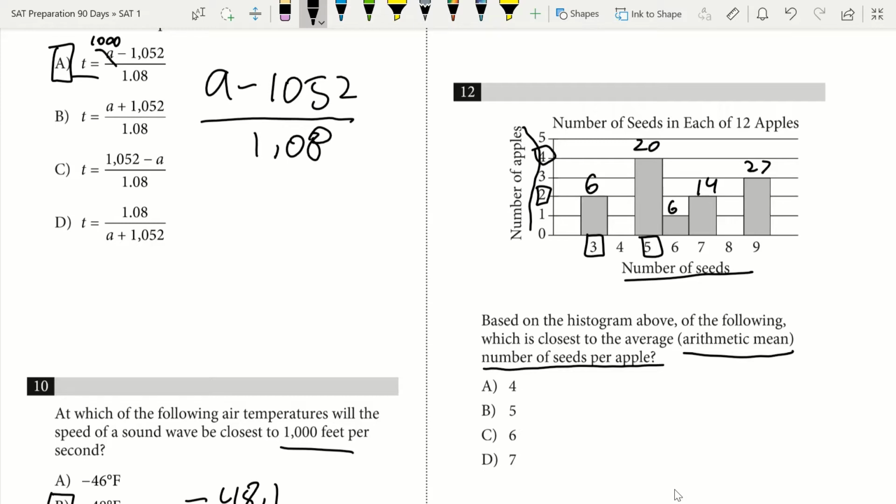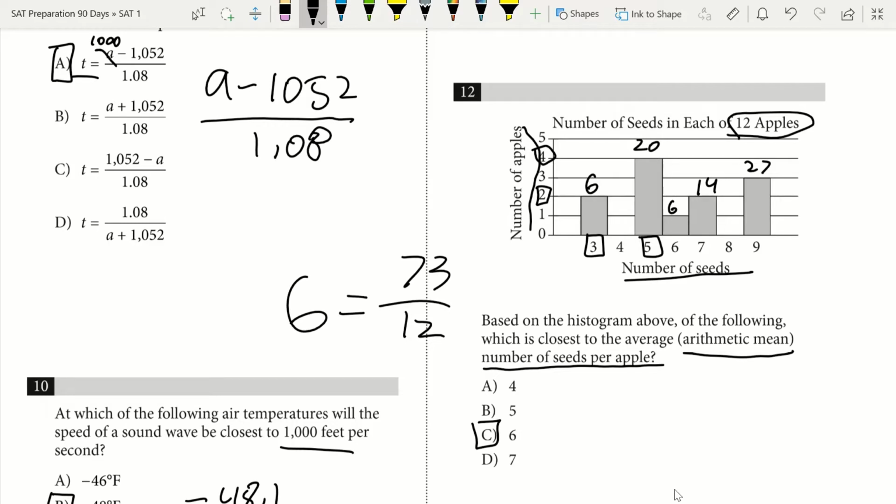Now the next thing I look at, we have 73 total seeds. Now we divide that by our number of apples, which we see is 12. So our answer is going to be 73 over 12. When we round that, that's going to give us 6.08. So rounded, that's going to be 6. Our answer there is going to have to be C for number 12.